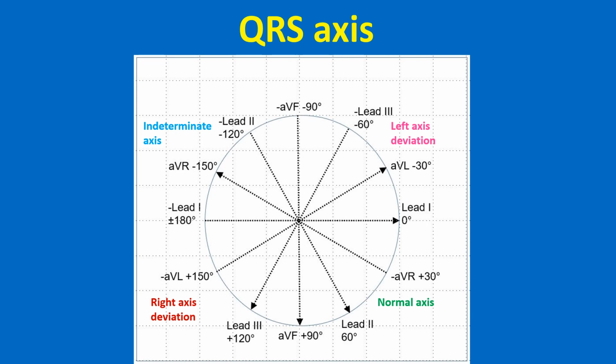At a glance, if both AVF and lead 1 are positive, the QRS axis is normal. If lead 1 is negative and AVF is positive, it is right axis deviation. In left axis deviation, lead 1 is positive and AVF is negative. If both lead 1 and AVF are negative, it is indeterminate or northwest axis. This could be either extreme left axis or extreme right axis deviation.